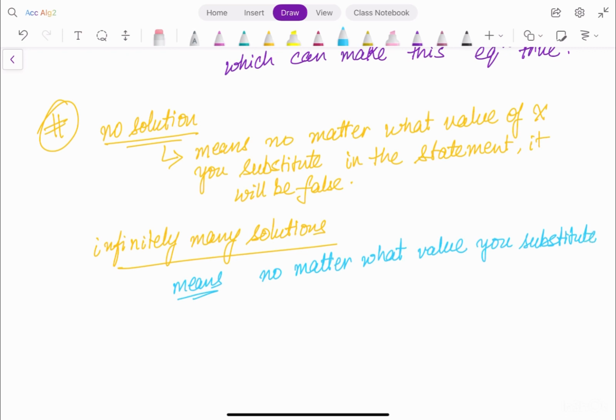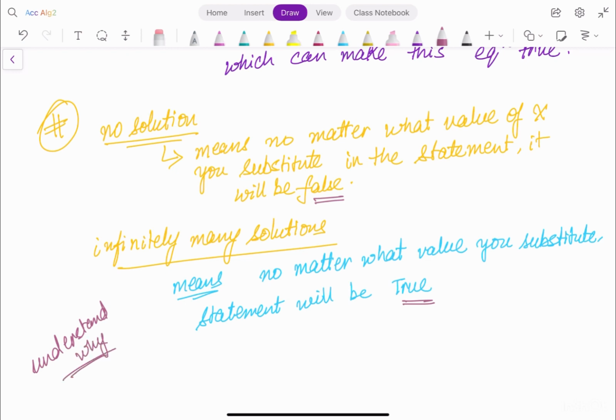So many times we just write no solution or infinitely many solutions without understanding what it really means. For no solution, it will always be false, whatever the value is. For infinitely many solutions, whatever the value is, it will always be true. Sometimes it is a good idea to understand why we write certain things in mathematics.